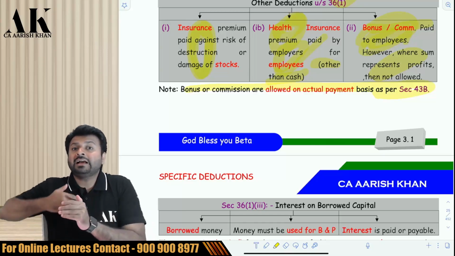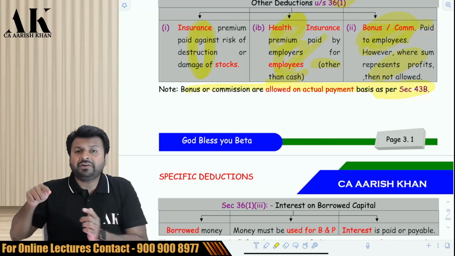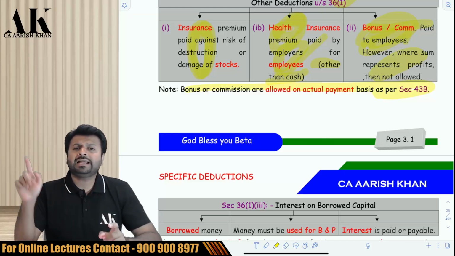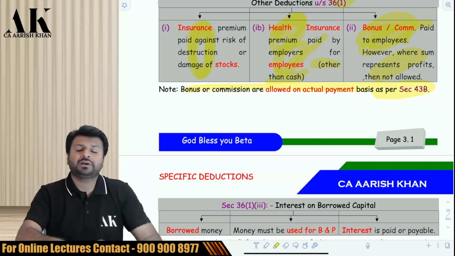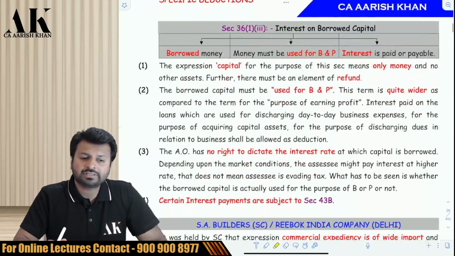What if it is given as a profit? Instead of giving that as a profit, you are trying to give that as what? As a bonus. Then that shall not be allowed as a deduction under section 36(1)(2). That is what this particular section has to say. Okay, I hope it is clear.